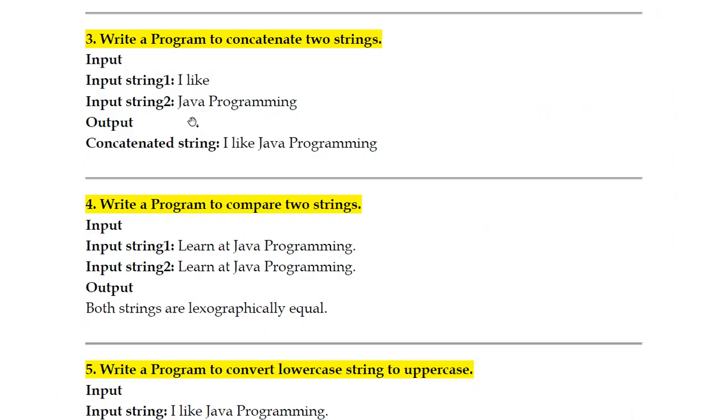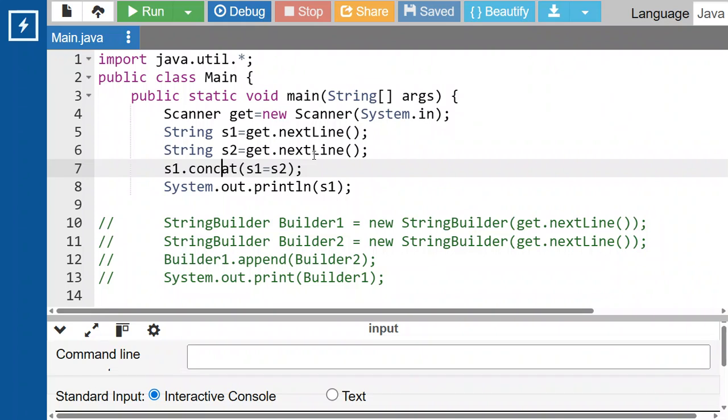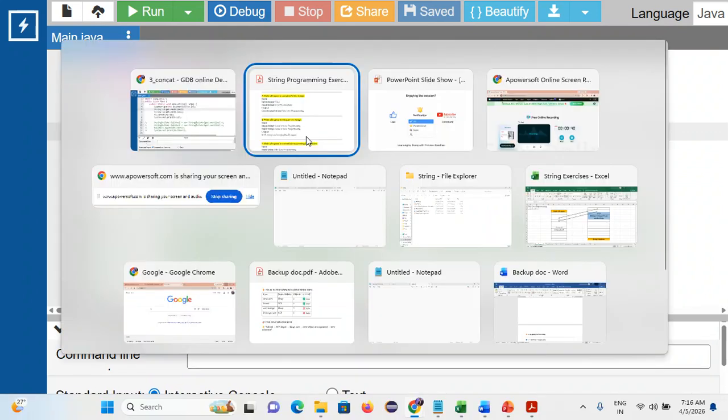Third challenge is to concatenate two strings. Example, string 1 if I'm giving "I like", second string "Java programming", the output is "I like Java programming". We'll get into the code first. So what will happen? S1 = sc.nextLine(). In our previous session we discussed that nextLine means one object will be created for the input you are giving, and that object will be stored in the heap memory.